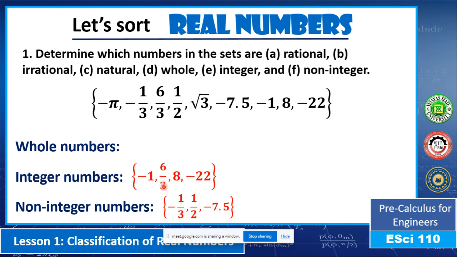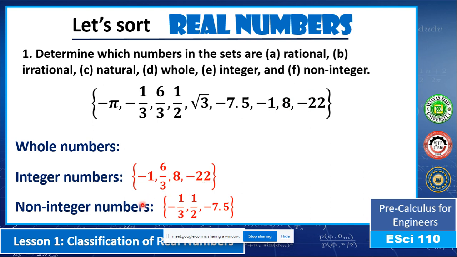So let's jump na lang sa integer numbers. For the integer numbers, these are whole numbers in either positive or negative form. So in this example, we have negative 1. Hindi din pwede class yung negative 7.5 since it contains a decimal. We have 6 over 3, which is equal to 2. We have 8, which is a positive integer. And we also have negative 22, which is a negative integer. So ito yung elements ng ating set of integer numbers.